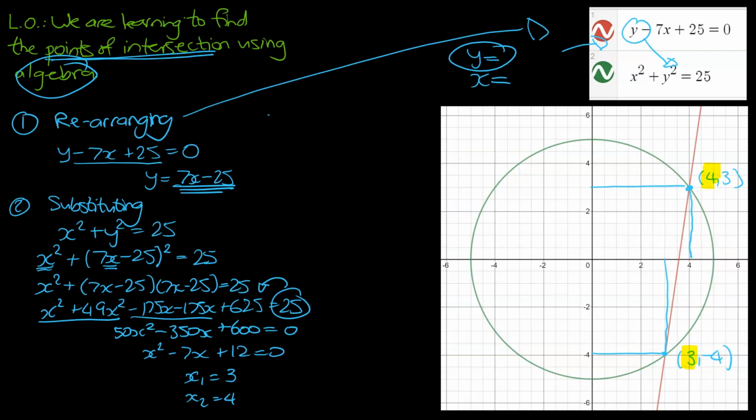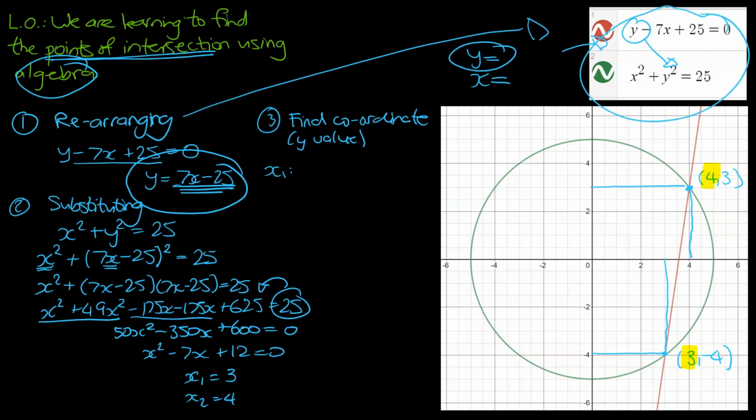The final step, step number 3, is find the coordinate. That's basically saying find the y value, because we've only got the x values at the moment. So let's start working with x equals 3. What I am going to do is use the formula y equals 7x minus 25 to find y, because that's my easiest equation to find y. We could, in theory, use the other two equations from the top right, but we don't need to do that.